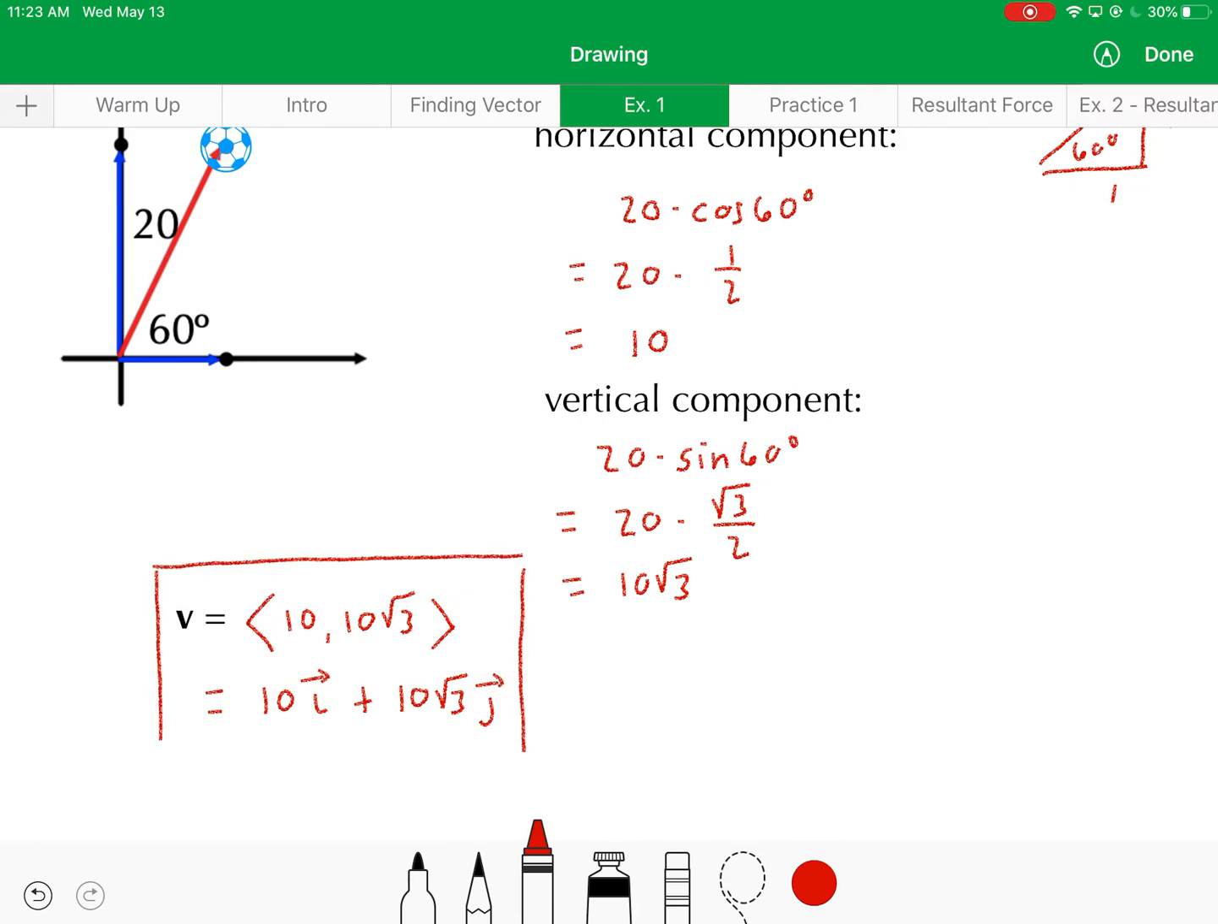Okay. Sometimes you'll have no choice. You'll have to round those components if the direction angle doesn't evaluate nicely, if it doesn't come from a special right triangle. Okay? All right, now it's your turn. You're going to go to practice 1 there. Pause the video, work through practice 1 yourself, and then you can come back to the video, check your work.